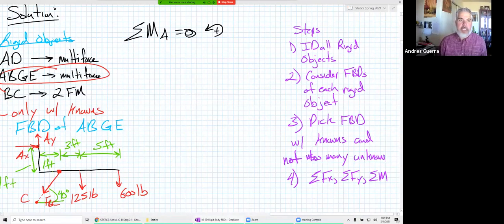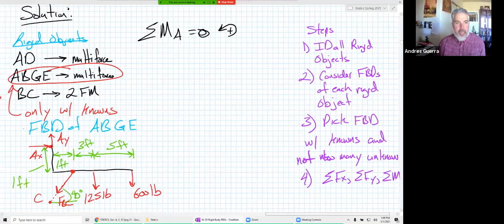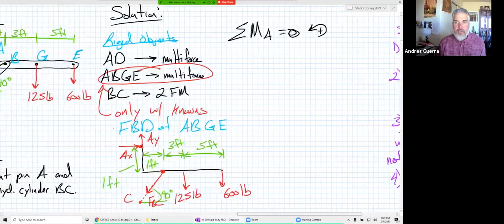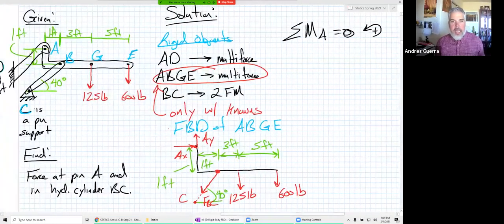So that basically provides a list of all the possible free body diagrams. And then we said, well, let's pick an FBD out of that list. Let's pick one that has knowns and not too many unknowns. And so then we said, oh, okay, well, ABGE, that was the only one that had known values. It had the 125 and the 600, and we've got the FBD of ABGE drawn here.